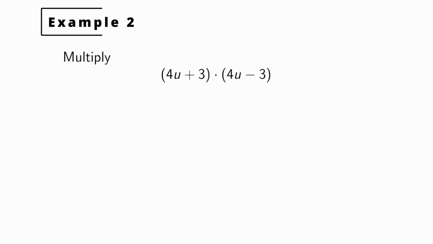So first we do the first terms. 4u times 4u, that will give us 4 times 4 is 16, u times u is u squared. And then the outer will give us 4u times negative 3. So 4 times negative 3 is negative 12, and then you have a u factor there. And then we do the inner, 3 times 4u. 3 times 4 is positive 12, and then we have a factor of u. And then the last, we have 3 times negative 3, which is negative 9.